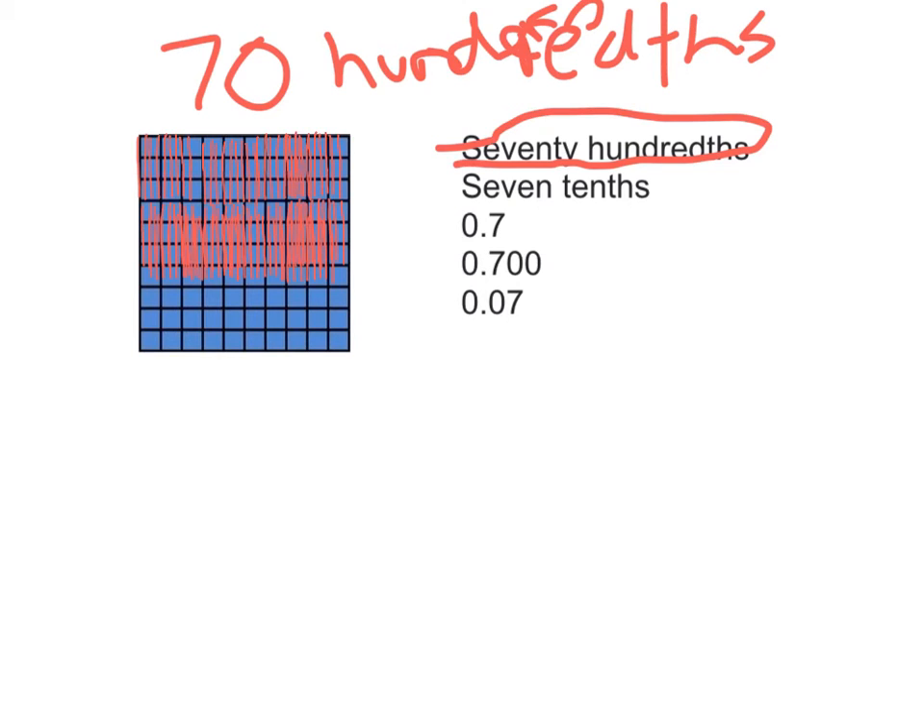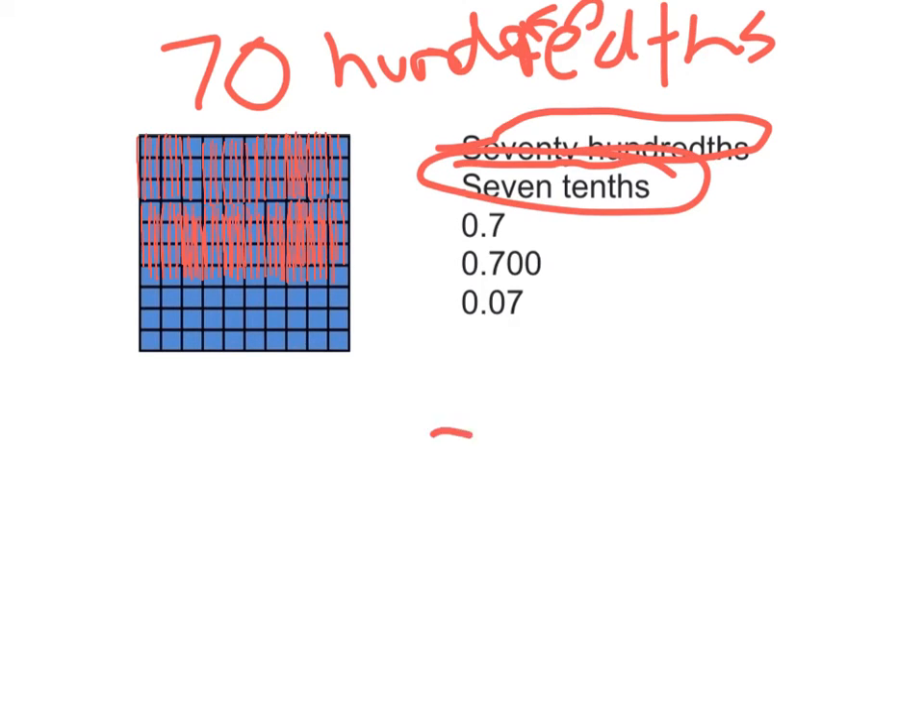If you look horizontally, there are 1, 2, 3, 4, 5, 6, and then 7 rows shaded in. We know from the previous slide that each row is a tenth. So we have 7 tenths shaded in, so that would be correct there.